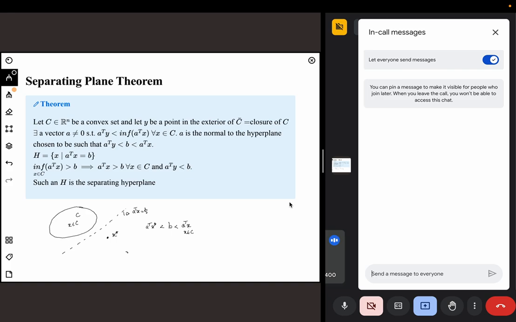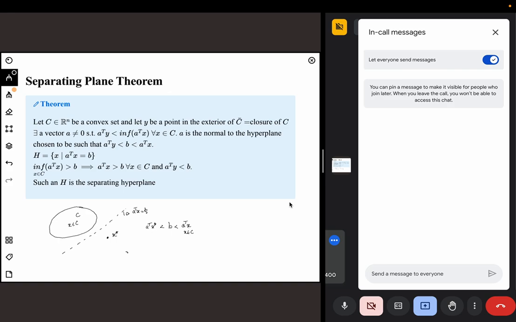If such a thing exists, what the hyperplane theorem says is that when you have a convex set and x star is a point outside the convex set, then you can always find a hyperplane that separates this point from the convex set. If the set is not convex, then you cannot find this hyperplane. That's the basic idea of the separating plane theorem.